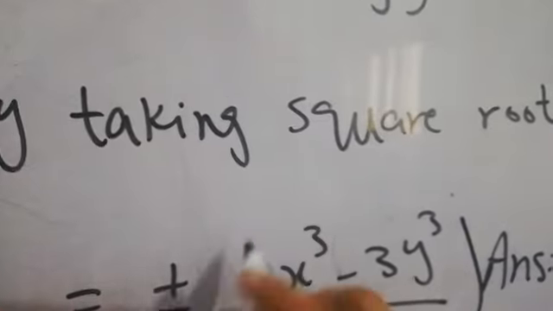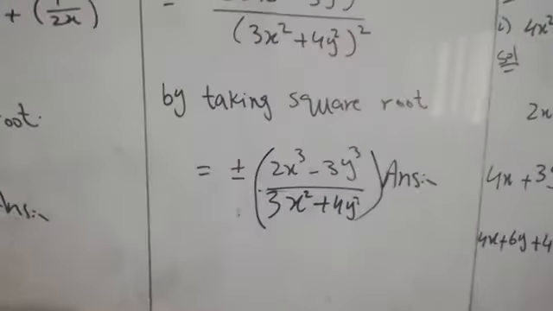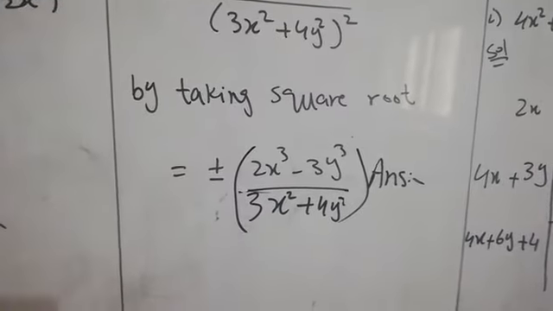Plus minus, with the plus minus sign. Now this is the final answer: (2x³ − 3y³) divided by (3x² + 4y²).